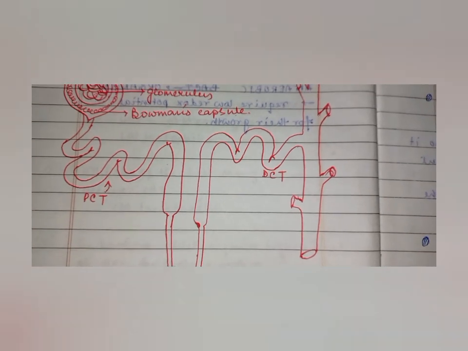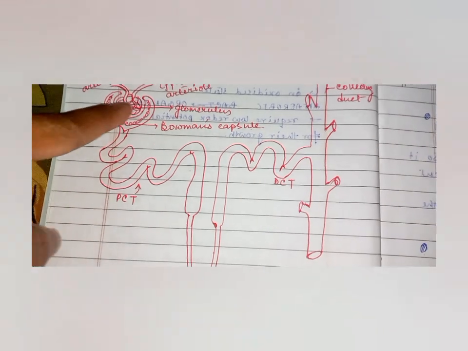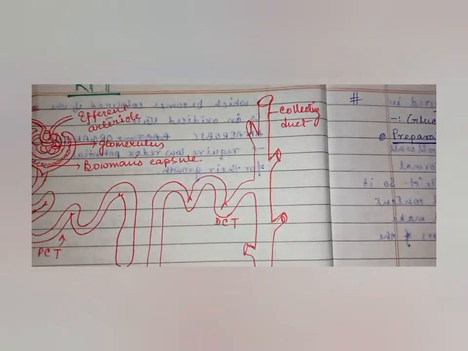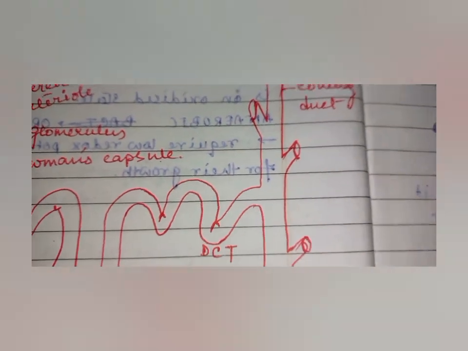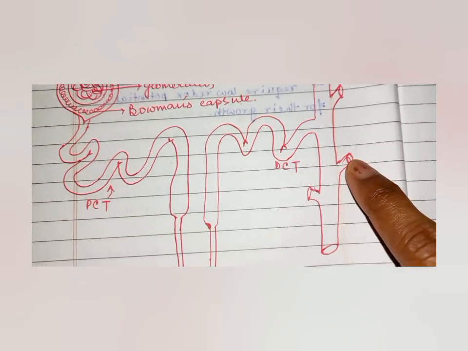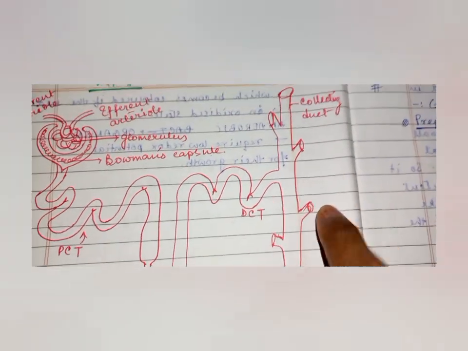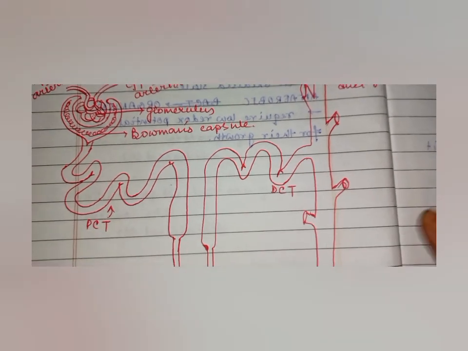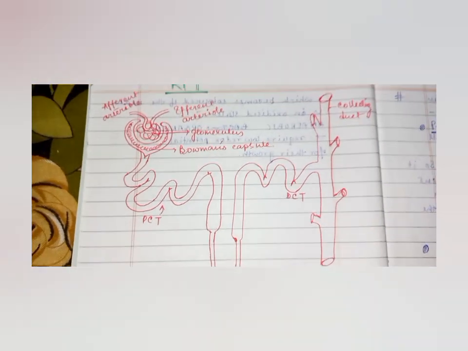Distal means which is away, far away, far from the kitchen. You can say it's the kitchen where urine is formed. And after that, it collects into the collecting duct. Another DCT is connected from here, from here, and from here, like this. Many DCTs are connected here, and this is known as the general collecting duct. From this, urine is collected into the urinary sac.